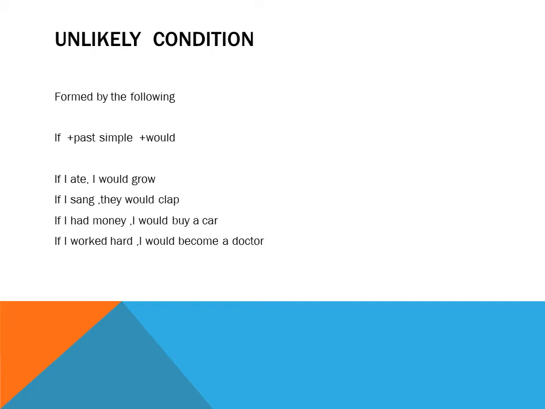We move to another type of the if condition, that is the unlikely condition. Here, these are formed by if plus a past simple tense plus would. For example, if I ate, I would grow. Look at the tense of the verb. Ate, that is past simple tense. So if I ate, I would grow.